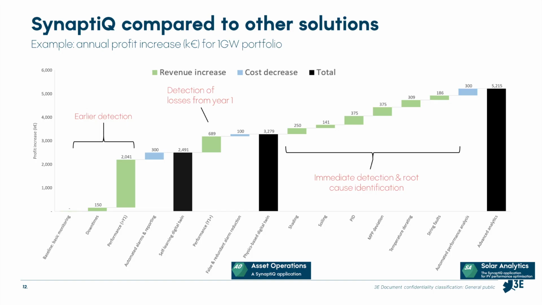And here we're looking at an example for a standard 1 gigawatt portfolio where we calculate that compared to a basic monitoring system with the whole setup of SynaptiQ Asset Operations and Solar Analytics, you can increase the revenue and save costs for a total of about 5 million euros per year, which is of course significant.